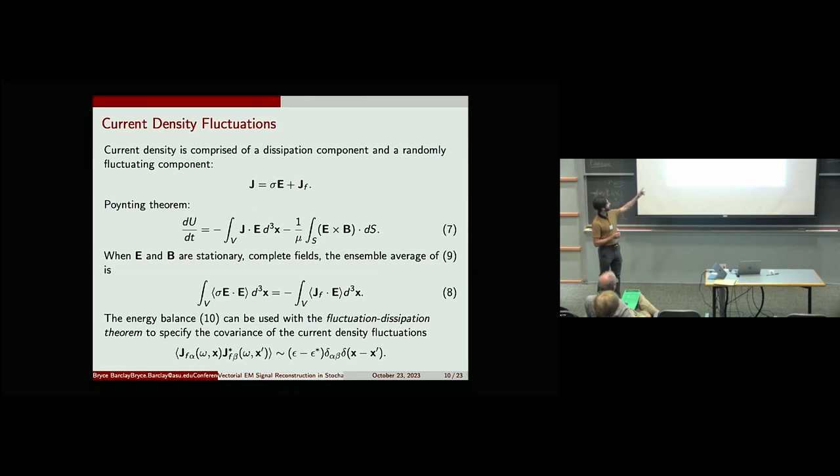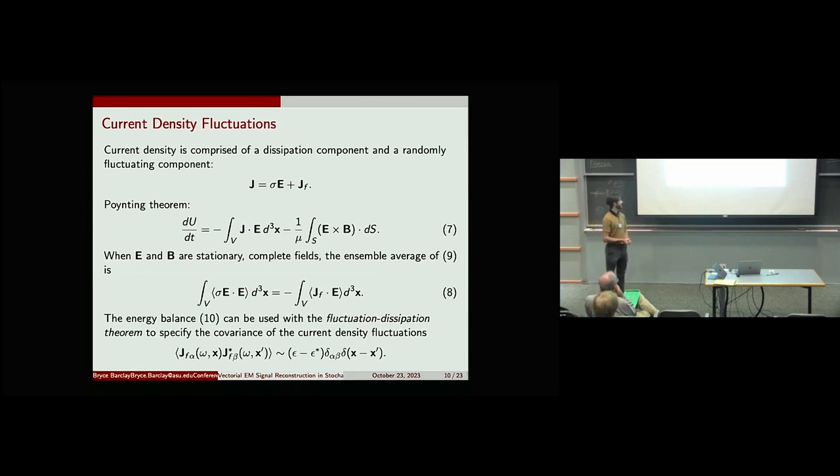This means that the only non-zero term in the Poynting theorem is this middle term here, which is the integral of j dot e, but j is sigma e plus jf, and so we can plug that in after taking the ensemble average and get equation 8 here. And this relates the dissipation, which is the component on the left side, to the fluctuations of the current density on the right side. This tells you how to model the covariance of the current density, which is given in this last equation here, and this is just the fluctuation dissipation theorem.